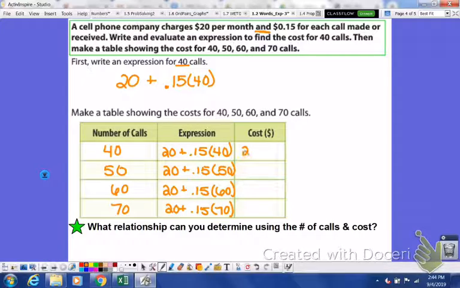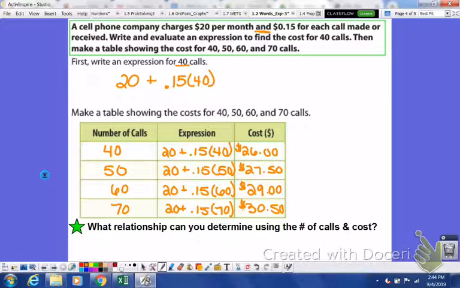40 calls would cost $26. 50 calls would cost $27.50. 60 calls would cost $29. And 70 calls would cost $30.50. Make sure you label with your dollar sign on each of those.